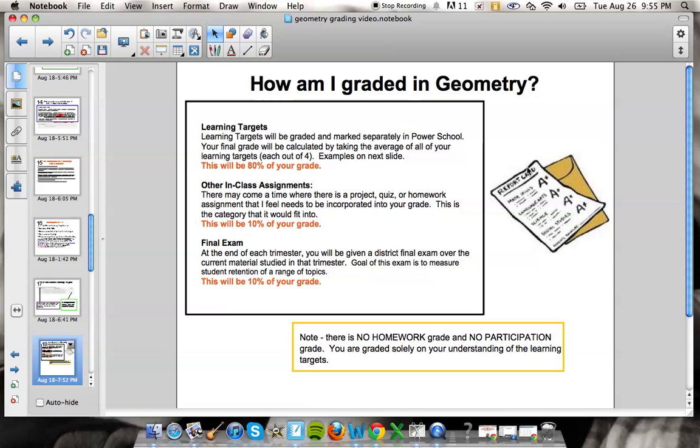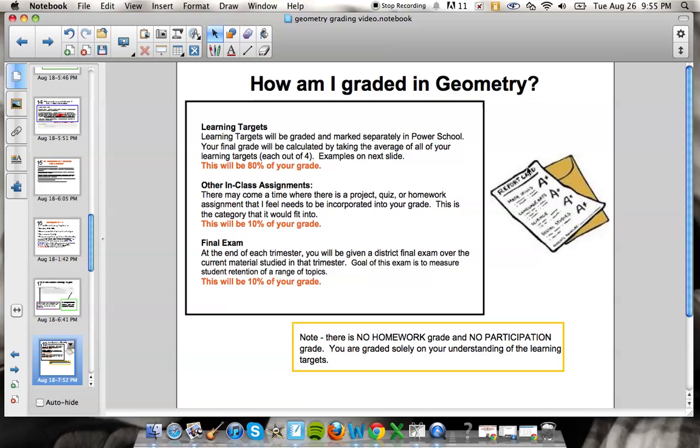There may be other in-class assignments that will go into the gradebook. It may be a project, it may be a quiz, it may be homework. Some teachers have required students to create a notebook. Maybe that will be part of that grade as well. That is the category where all of that will fit in.